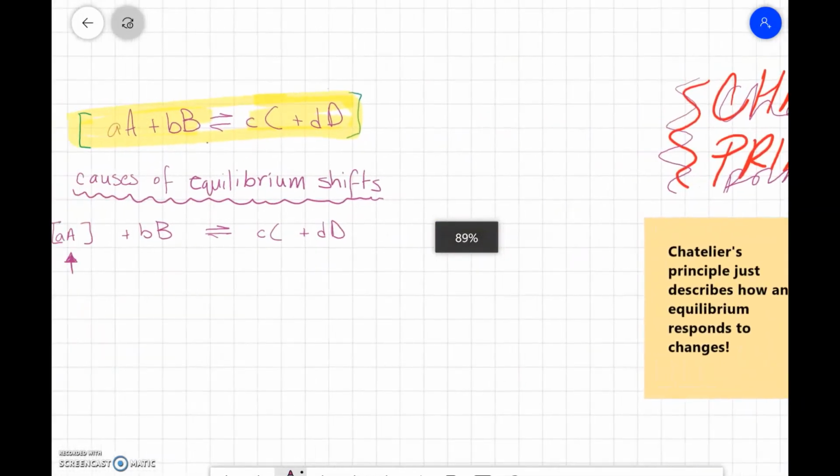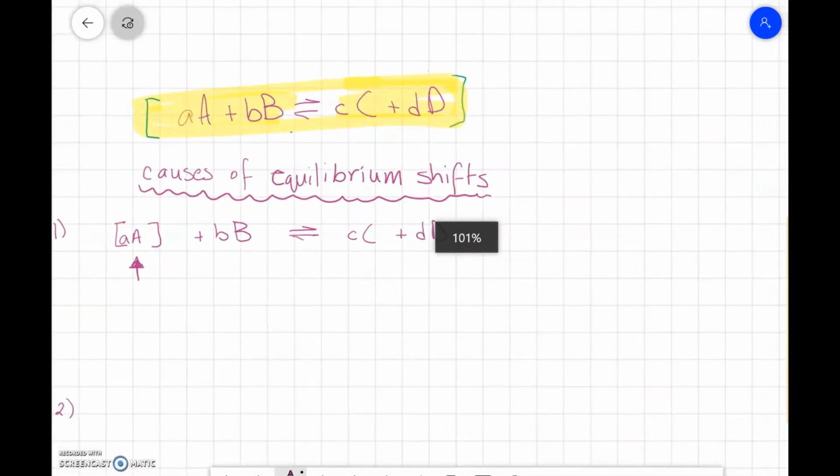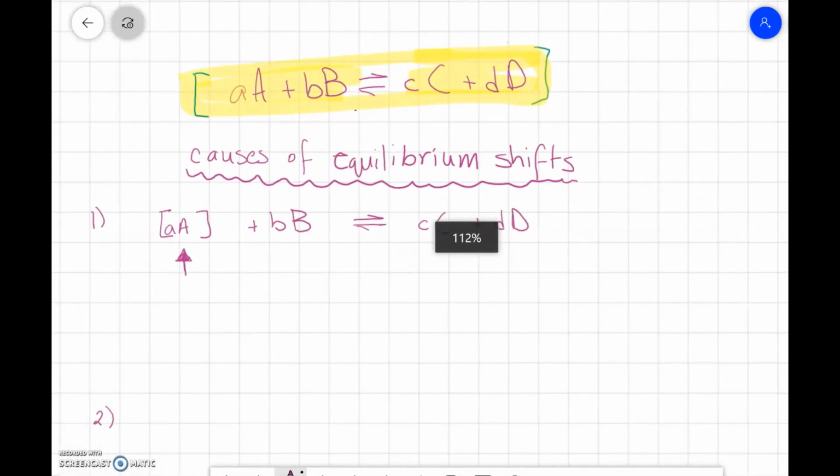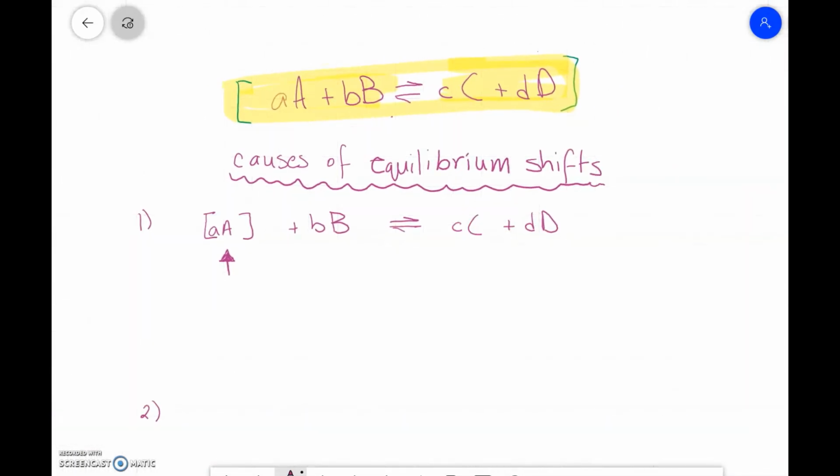So let's begin by talking about the causes of equilibrium shifts. This yellow highlighted formula here is just a general formula in which A and B are the reactants and C and D are the products. The equilibrium sign, of course, means that this is an equilibrium system. Square brackets mean that we are talking about the concentration of something.